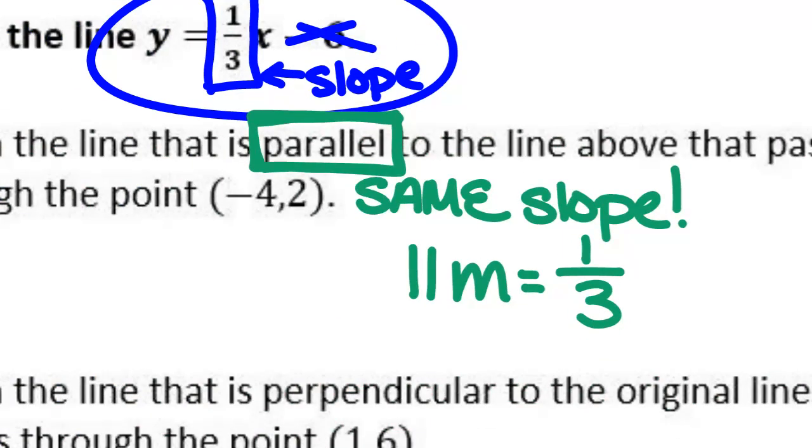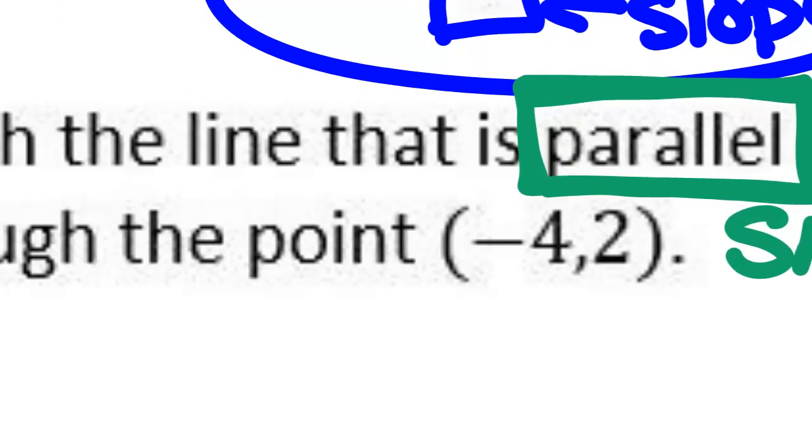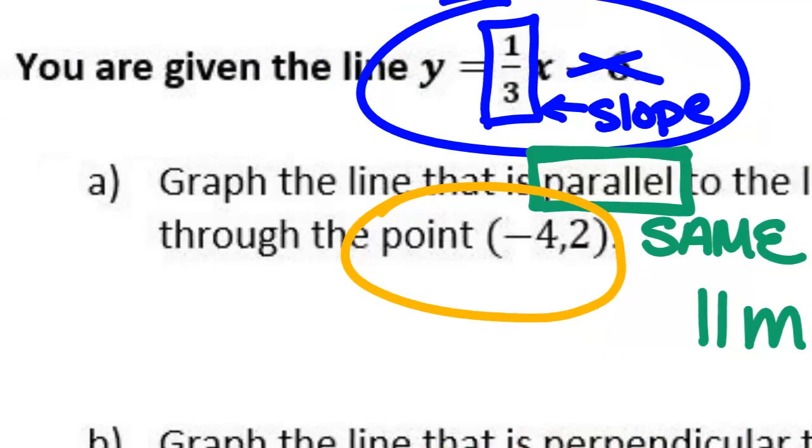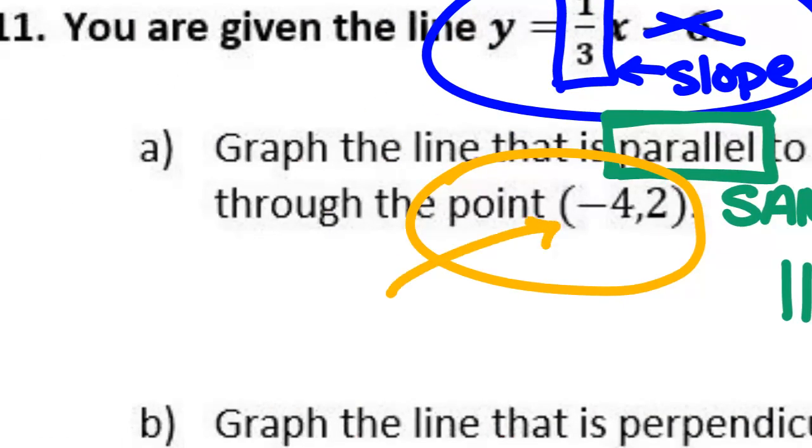I can't use that yet, though. If you were to graph the given line, you would start by graphing your y-intercept, but we don't want the given line. So I have to use the point that they gave me, this point right here. You graph this first.